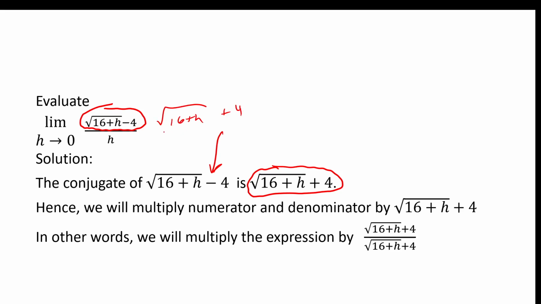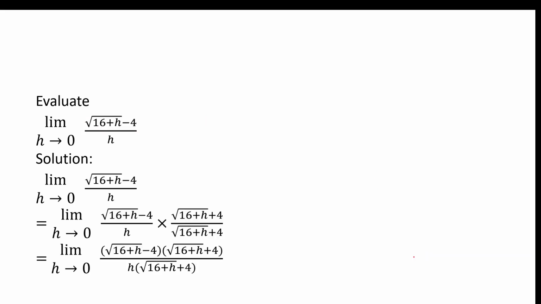But you all know that if you multiply the top of a fraction by something, you have to multiply the bottom of the fraction by the same thing. So we'll make sure that we do that. We're going to multiply the expression by that. Okay? So what we now have is root 16 plus h minus 4 times root 16 plus h plus 4 up top. Now watch what happens.